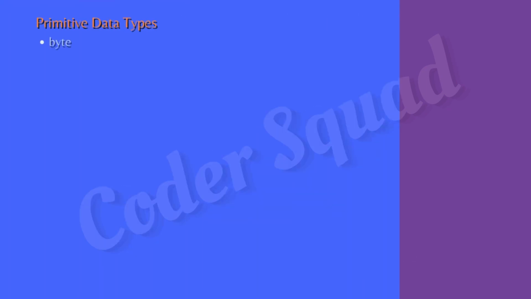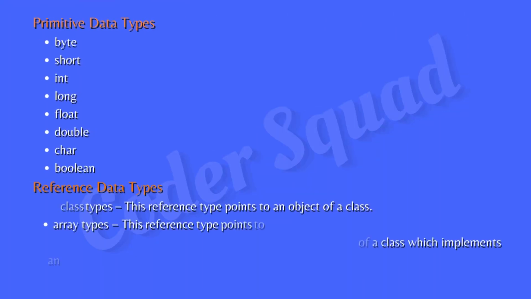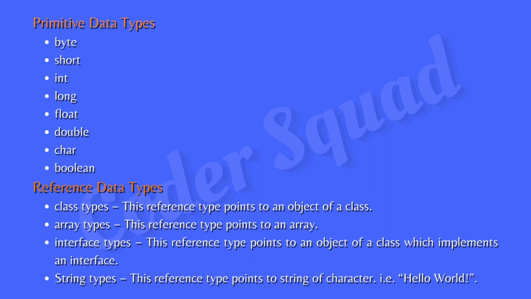Variables in Java have different data types, which determine the type of data they can hold. Java provides a variety of data types, including primitive data types and reference data types.